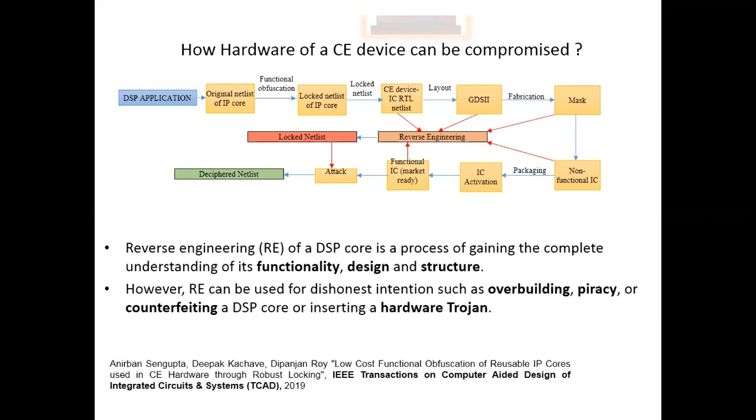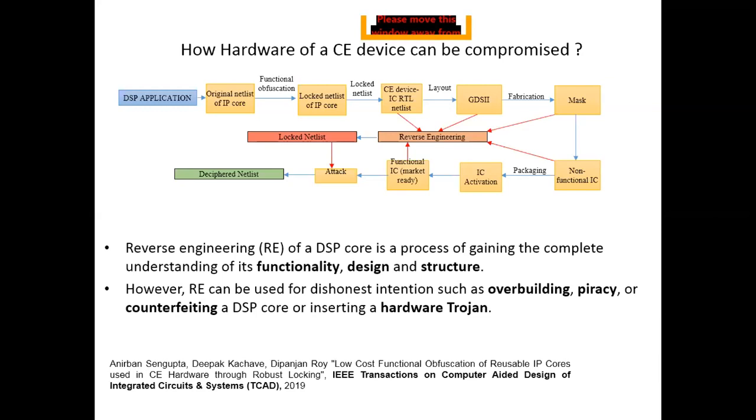Once the reverse engineering is done, it gets hold of the locked netlist. So what is a netlist? A netlist is nothing but a file that contains information about the interconnectivity of all the gates of the design. Gates, as in the Boolean logic gates that we are talking about.